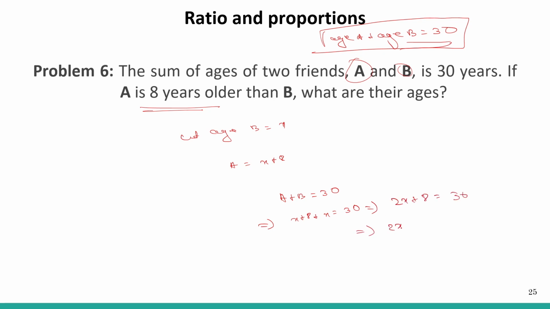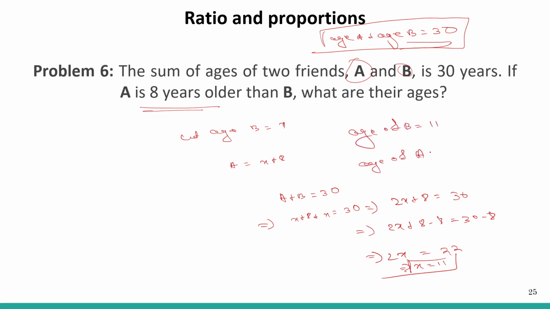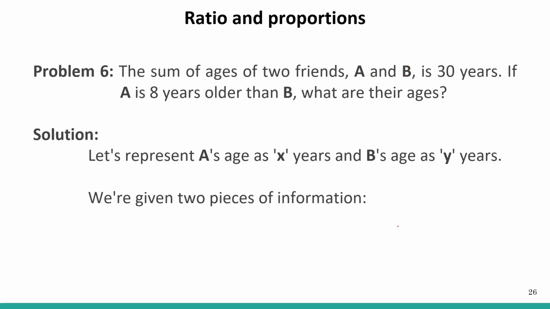What we need to do? 2x plus 8 minus 8 is equal to 30 minus 8. So this becomes 2x is equal to 22. This implies that x is equal to 11. So x is equal to 11 is the correct answer. So age of B is 11, and age of A is 11 plus 8, which is 19. Okay, so we have it right there.